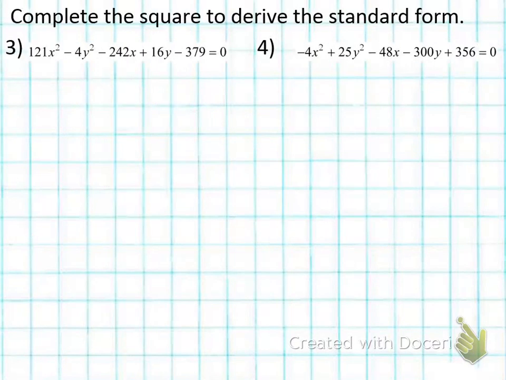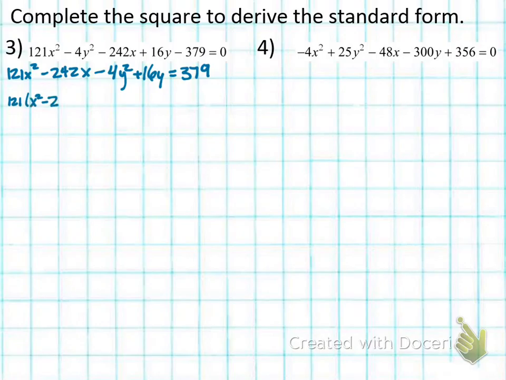All right, number 3. So I'm going to start by moving the constant over to the other side. Guys, focusing up here, checking your work. I move the constant to the other side. Then here I'm going to factor out 121 in my x's. That leaves me with x squared minus 2x. My y's, I factor out a negative 4. That leaves me with that. I fill these in. Half of negative 2 is negative 1, and negative 1 squared is 1. 1 times 121 means I'm adding 121 to the left, so I need to add 121 to the right.